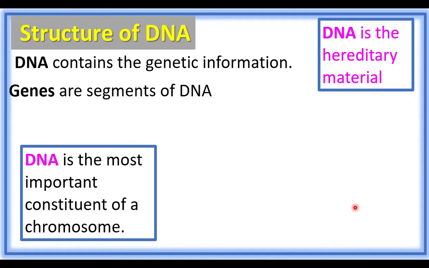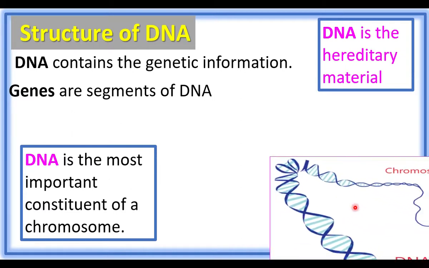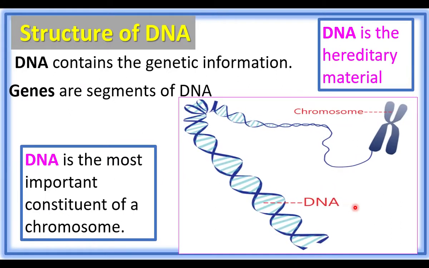In the previous video, we learned the structure of chromosome. Chromosome is made up of DNA, RNA, proteins, etc. Among the various components of a chromosome, DNA is the most important constituent. The DNA coils and forms chromosome during cell division. The chromatin becomes chromosome. Inside the chromosome, DNA is packed. This is a chromosome. This is DNA.